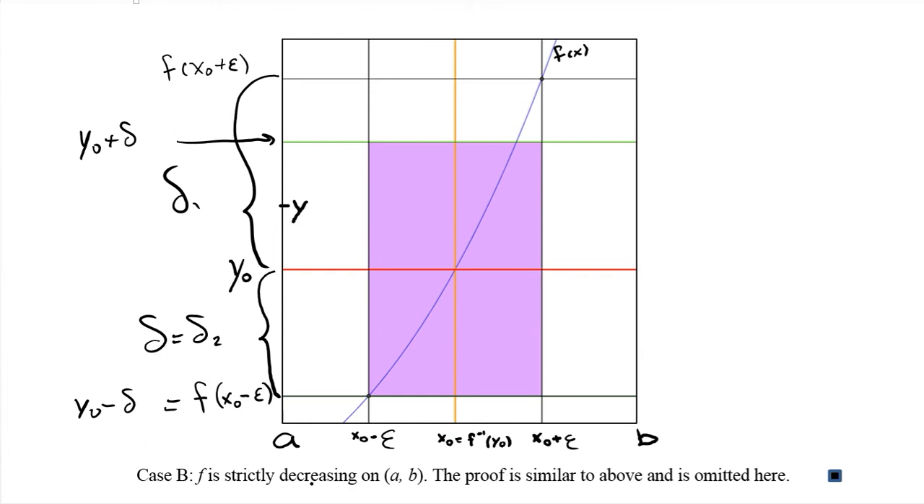And if it's strictly decreasing, then the graph is flipped over where it's coming down, but the basic setup's the same, so I'm not going to go through the steps on that one.